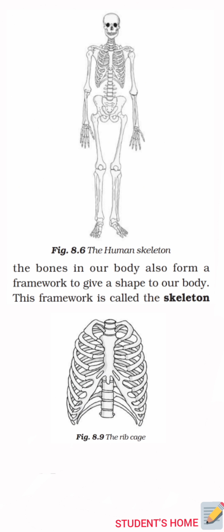All the bones in our body also form a framework to give shape to our body. This framework is known as the skeleton. Now the next topic is the rib cage. The rib cage is that bone structure which consists of many bones that surround your chest cavity and protect the lungs.